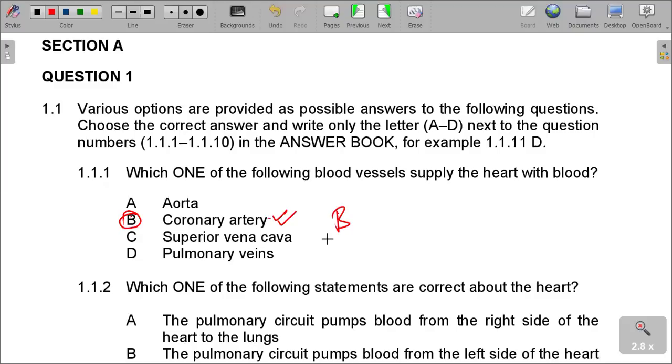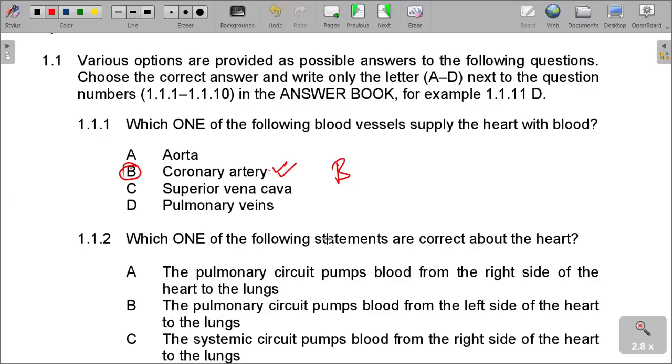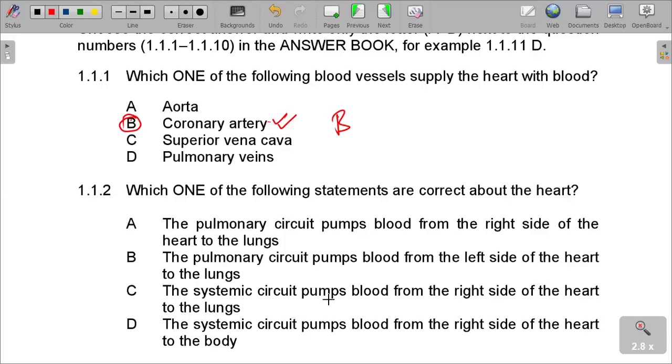Question 1.2. Which of the following statements are correct about the heart? A. The pulmonary circuit pumps blood from the right side of the heart to the lungs. B. The pulmonary circuit pumps blood from the left side of the heart to the lungs. C. The systemic circuit pumps blood from the right side of the heart to the lungs. And then D. The systemic circuit pumps blood from the right side of the heart to the body.